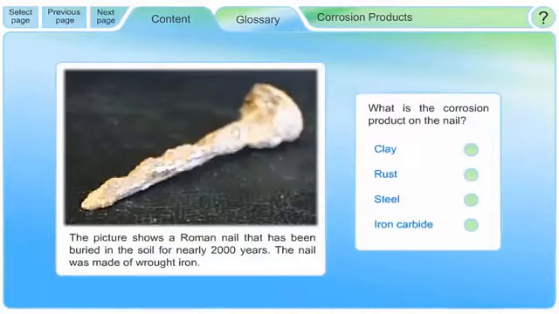Metals can corrode in all aqueous environments, those that contain water or water vapor. And a common consequence of corrosion is the formation of corrosion products on the metal surface. The picture shows an iron nail from the Roman era that has been buried in soil for almost 2,000 years. So, what is the corrosion product that is formed on the nail?